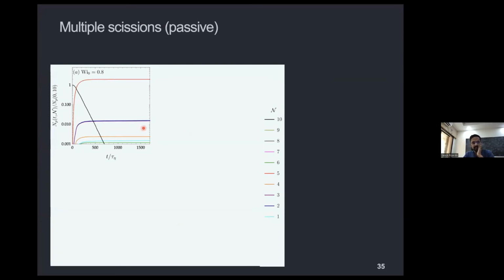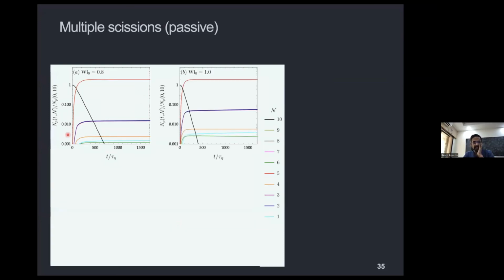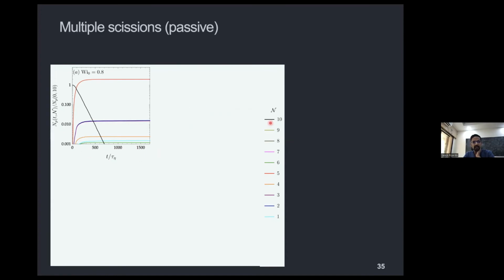Now we do simulations along those lines. Here I'm plotting the number of surviving polymers of different sizes with time. I start with a relatively small Weissenberg number, 0.8. This Weissenberg number is defined in terms of the parent polymer, which is the black curve. The parent polymer has a Weissenberg number greater than the coil-stretch transition, so it should start breaking up, and that's what we see. There's an exponential decay in the number of parents.